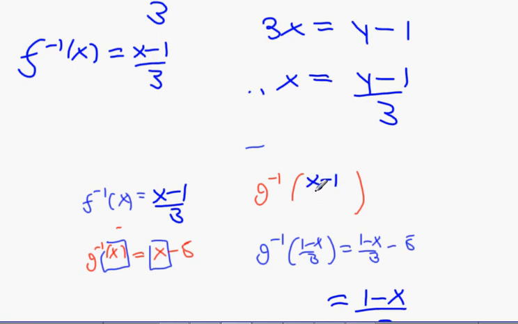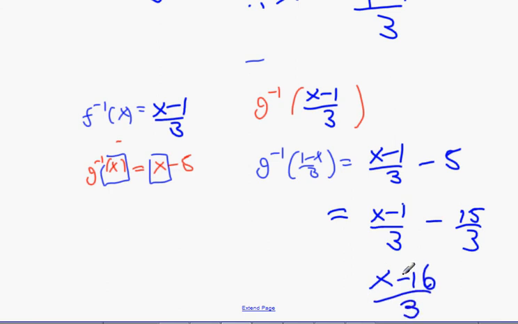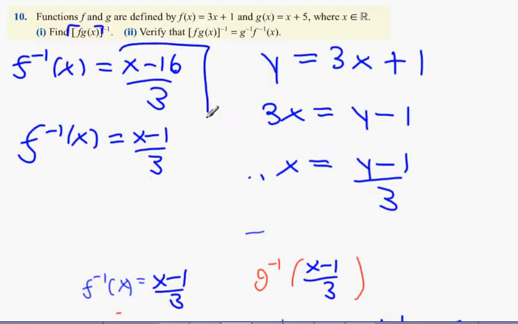So that there should be (x minus 1) over 3, which means that this part here is also (x minus 1) over 3 minus 5. And then finally, what's going to happen is we're going to get (x minus 1) over 3 minus 15 over 3, which is (x minus 16) all over 3. And that's the inverse function. They are equal. So that one there must equal this one here. It is verified.